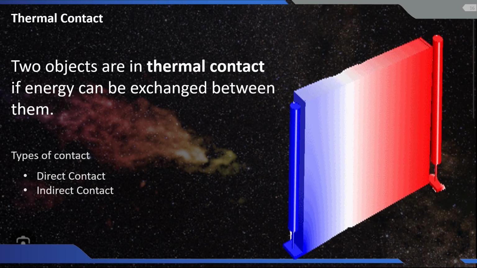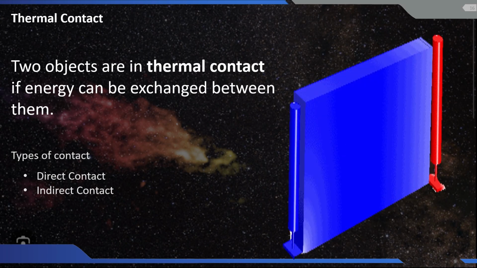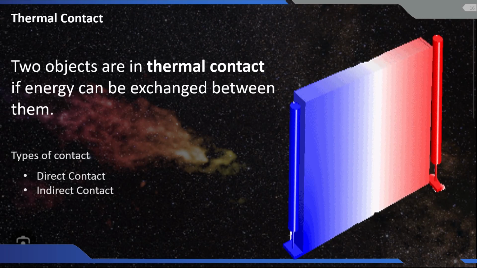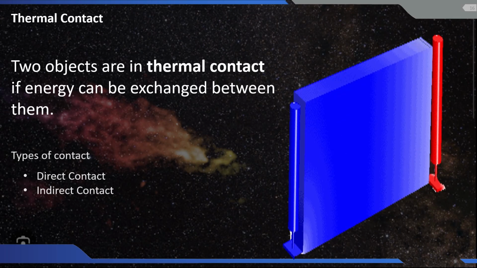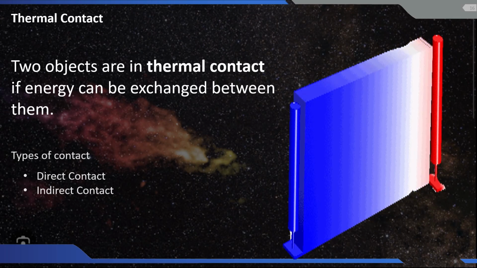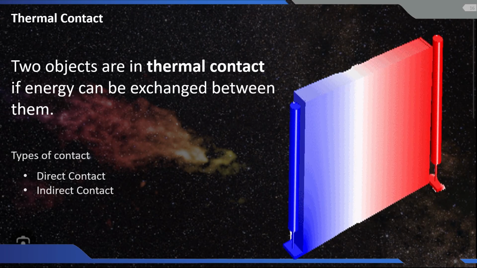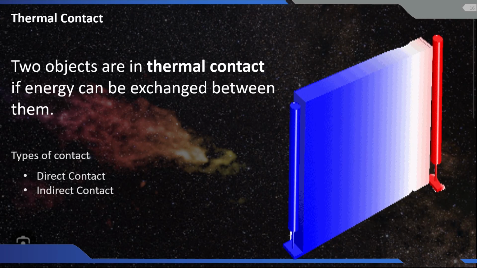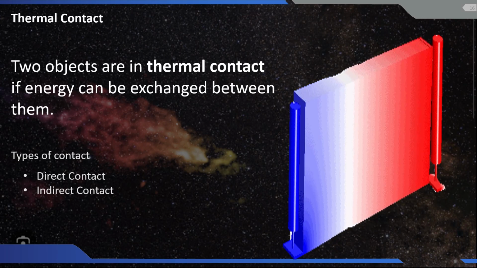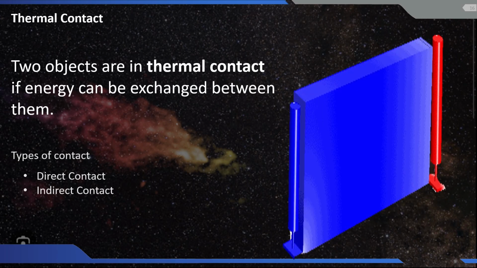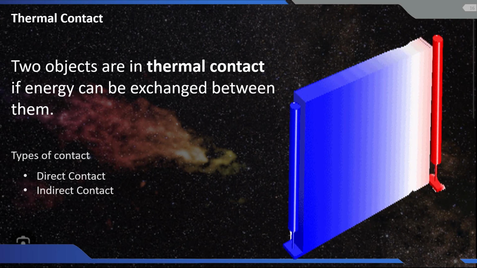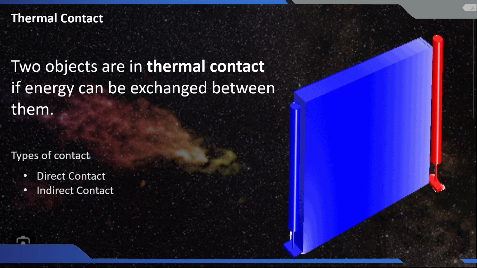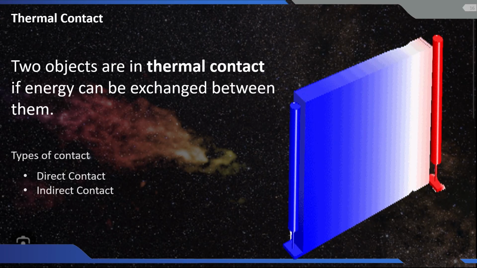Direct contact means the two objects are physically in touch with each other at their surfaces, and this arrangement allows the most efficient energy transfer between these two objects, whereas indirect contact means the two objects are not directly in touch with each other, but they are still close enough for the energy transfer to occur through radiation or convection. So the essence of thermal contact lies in the potential for a flow of thermal energy.